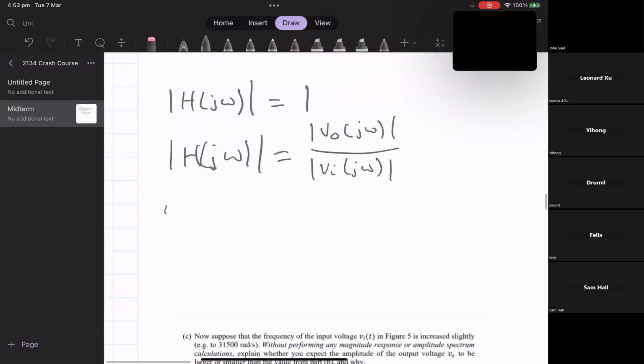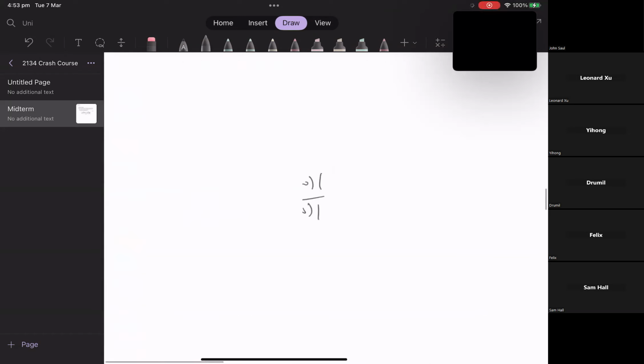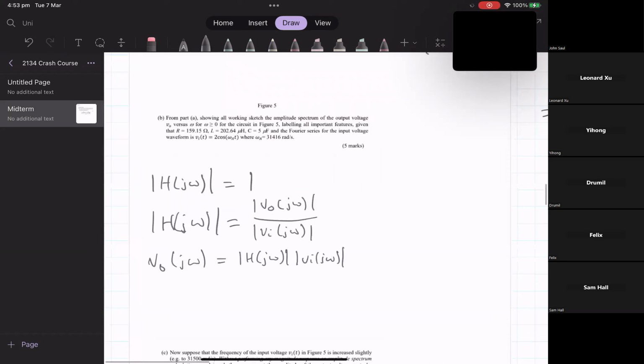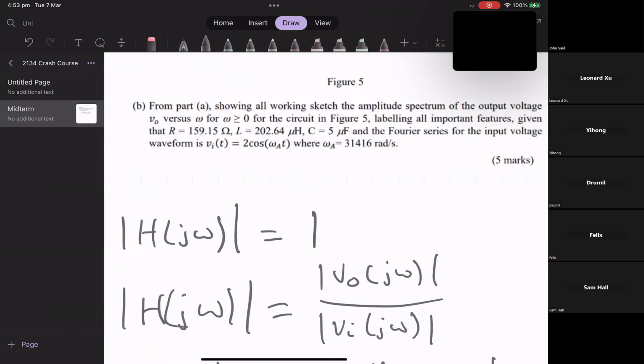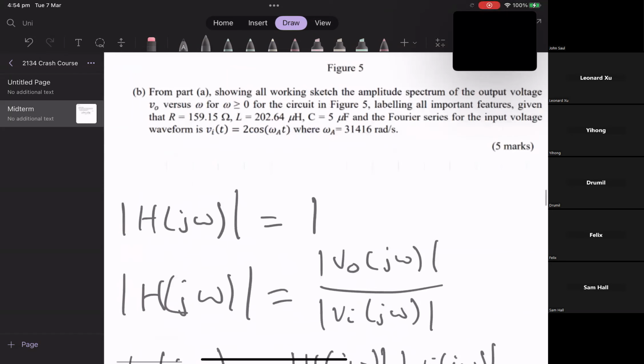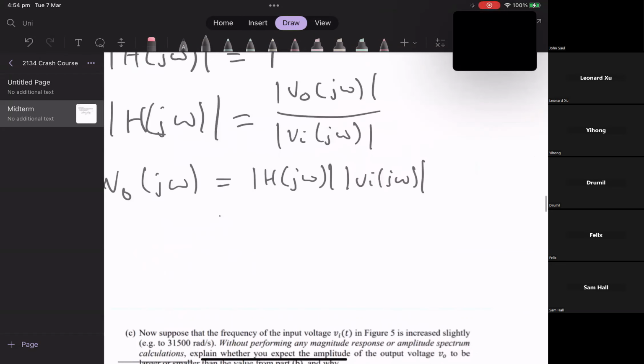And rearranging. So we know H of j omega is 1. And from this equation here, we can see that Vi is 2 cos(omega A t). We can see that the magnitude here is 2, just from inspection. That's 1 times 2 equals 2.